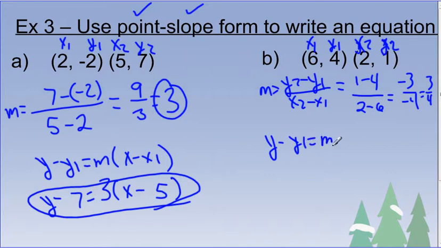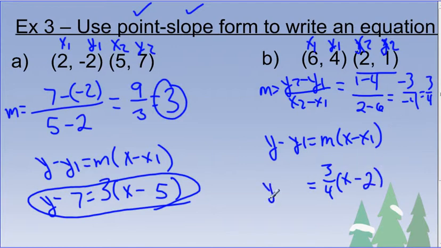y minus y1 equals m times x minus x1. Slope is a positive 3/4. I'm going to use this point because the numbers are smaller. So x minus the x value, y minus the y value, and that would be done. If you used the other point, you'd have the same slope, but it'd be x minus that x value and y minus that y value.